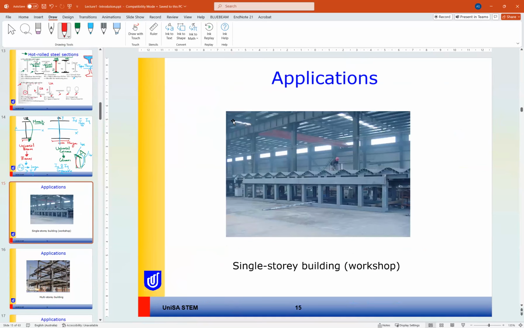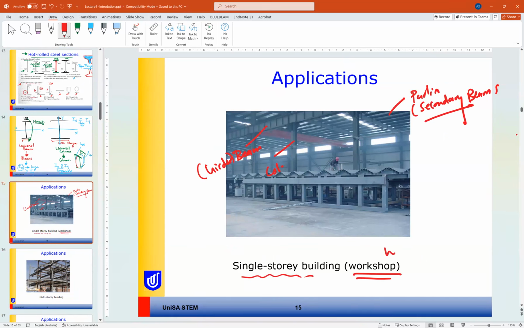And here are some applications of the hot rolled steel. As you can see, we have columns, we have girders or beams, and we have purlins or secondary beams. So this is a single story building, for example, a workshop or warehouse.